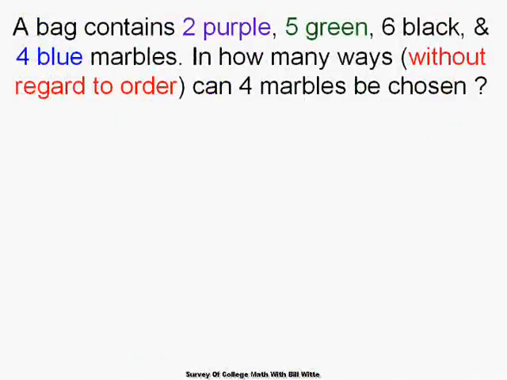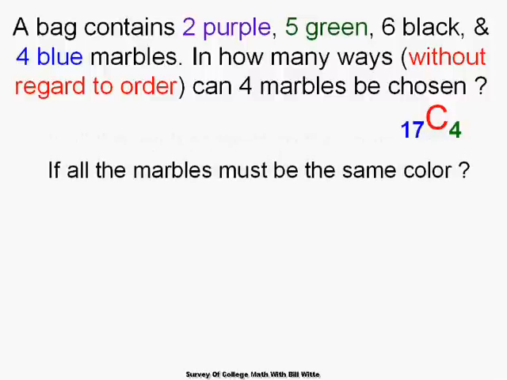Okay, the other thing that we covered is that sometimes we're going to have to break a problem into a bunch of little problems. Here's an example that we used. We had a bag that contained 2 purple, 5 green, 6 black, and 4 blue marbles. We wanted to know in how many ways, another counting problem, without regard to order, so we smelled combination, can 4 marbles be chosen? Well, that's going to be a combination of 17 things taken 4 at a time. Where did the 17 come from? 2 plus 5 plus 6 plus 4.